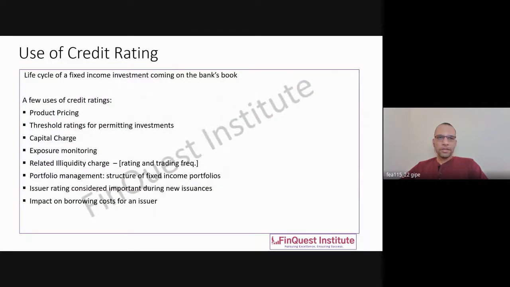A few applications of credit rating. We have discussed a few, but I think there are a few more here. So firstly, product pricing. Especially you can think of non-SLR debt here. Non-SLR bonds require adjustment of spreads. Depending on the credit rating, we have a certain credit spread which will be used. So that's how product pricing is going to get impacted. For GSEC, it's not a problem, but for non-GSEC, yes, product pricing.